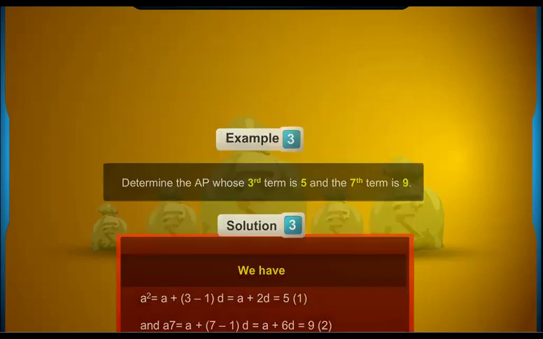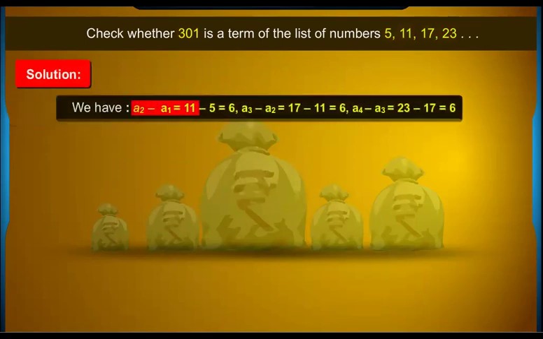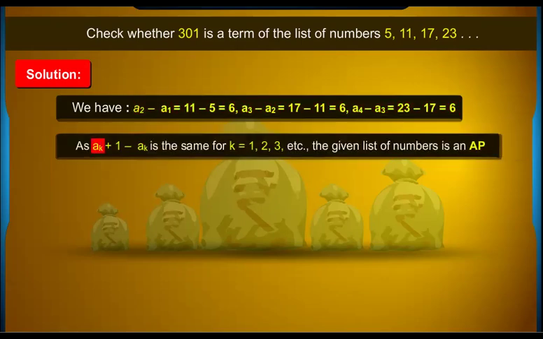Example 4. Check whether 301 is a term of the list of numbers 5, 11, 17, 23, ... Solution. We have a2 - a1 = 11 - 5 = 6, a3 - a2 = 17 - 11 = 6, a4 - a3 = 23 - 17 = 6. As a(k+1) - ak is the same for k = 1, 2, 3, etc., the given list of numbers is an AP.